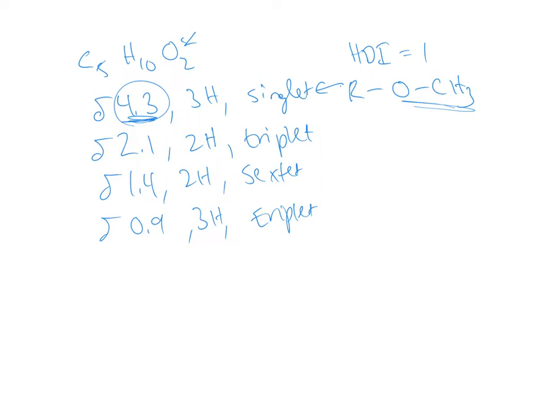Okay, then we have a 2 hydrogen triplet, and how many neighbors does this have? Oh, sorry, first of all, 2.1, 1.4, and 0.9, what sort of functional group will this be? So these are all alkanes, right?